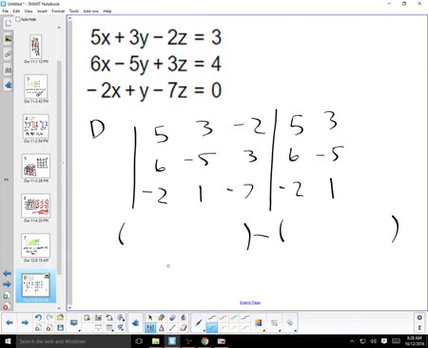Highlighter time. So here's 1, 2, 3 rows. So 5 times 5 times 7. So 5 times 5 is 25. That looks like it's 175. Positive, actually. Someone check that for me, please. Yeah? Okay. Next one, 3 times 3 times 2.